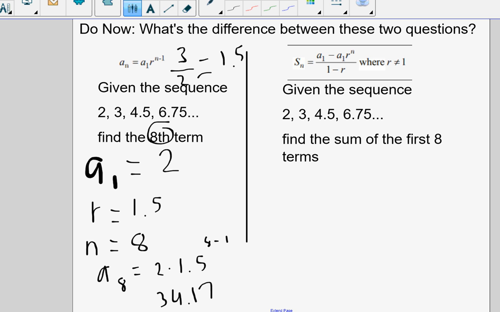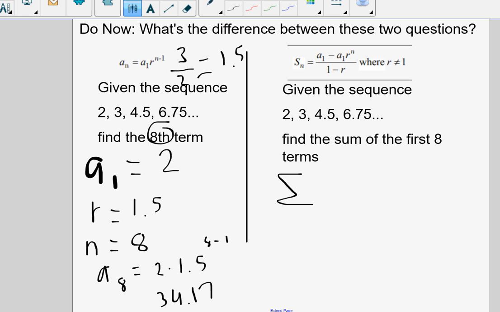And of course, if we're asked to find the sum of the first 8 terms, that means that for the first 8 terms, we're not just finding the eighth, we're finding 2 plus 3 plus 4.5 plus 6.75 all the way up to 34.17. So yesterday, or in the previous video, you learned one method for doing this, which was sigma. And with sigma, we could plug in to that sigma notation in our calculator.